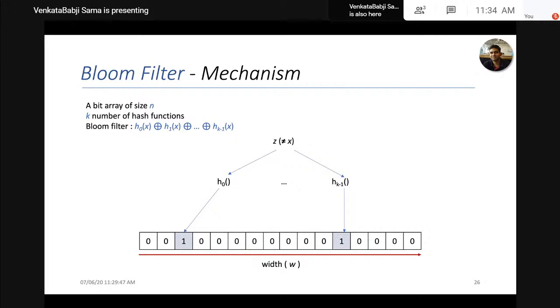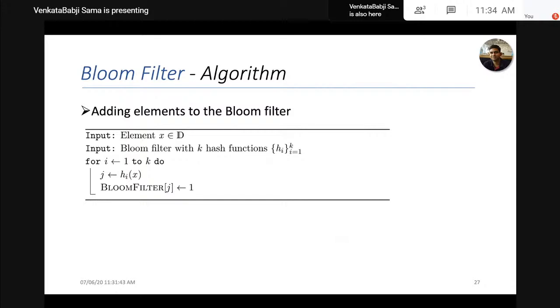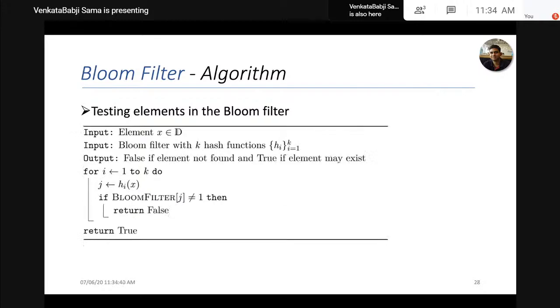So this is what the Bloom filter is about. When it says it's there, it is maybe there. When it says it's not there, we say that it's not there for sure. Algorithm-wise, if you look into it, you may be surprised to see it is as simple as that. It's just a different notation of saying what we have gone through.